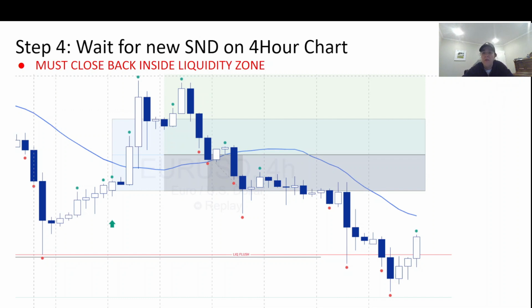Okay, so we've got this closed back inside. Perfect. We're now happy to trade long again. Okay, we're happy that this flush has happened. We know why this flush has happened. We're not here doubting, are we going to go short? No, we're not. We know that this flush has happened, and this bullish close, S&D on the 4-hour back inside, gives us the signal. This flush is complete. Let's get back into our long trades.